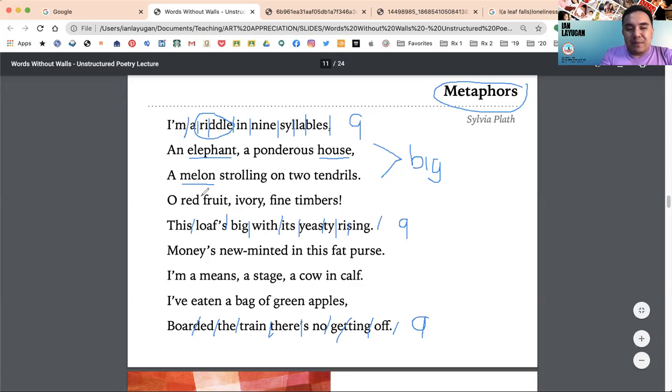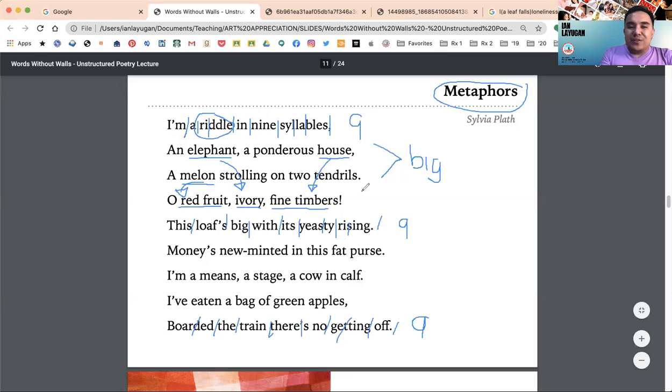Okay, now, fourth line: "Oh red fruit, ivory, fine timber." So what is a red fruit? It is the melon, right? And what is ivory? From the elephant. What are the fine timbers? They're from the house. What is this trying to tell us?